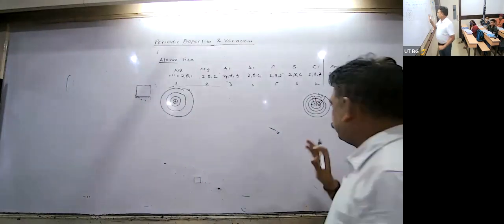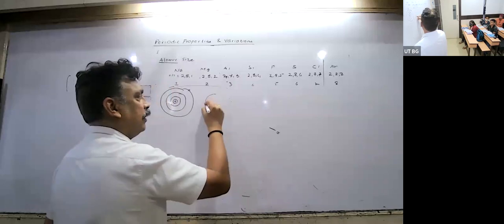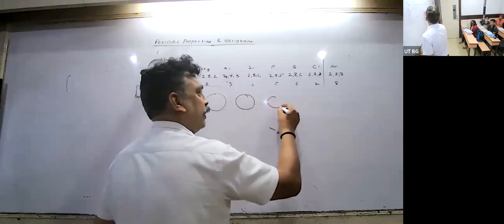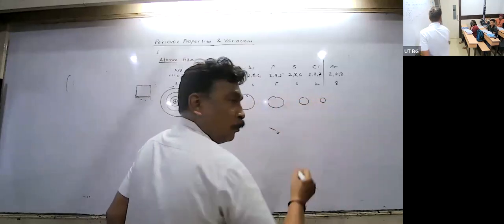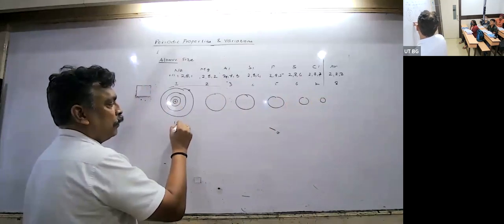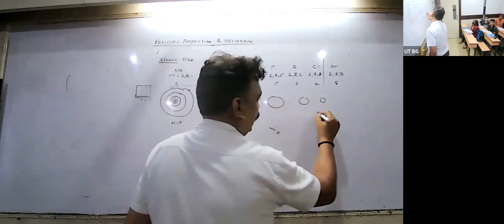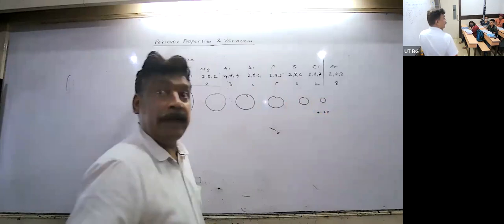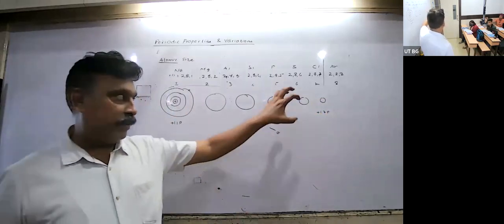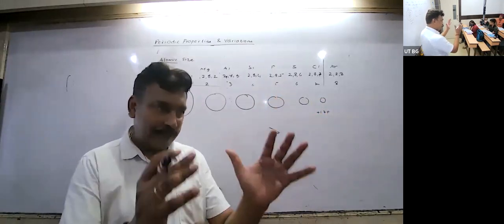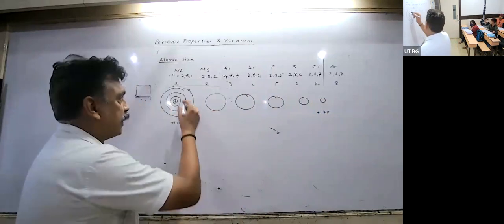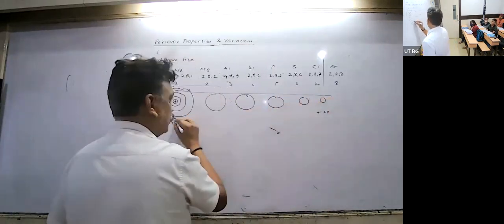And as a result, as we move from left hand side to right hand side, the number of shells actually remains the same. The size shrinks. Why? Because 11 protons' power is lesser than 17 protons. And since the electrons are getting added to the same outermost shell, the power from the nucleus increases. So size shrinks, again because the number of shells is the same.